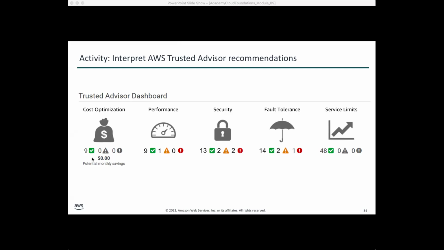Green would mean basically that everything is okay. And others are alerts. Some are must-do things. You can see red here. The cost optimization, you can see here, right? Everything is okay for cost optimization in this case, but for others, there are a few things we need to review to help improve security, performance, and fault tolerance here. In service limits also we don't have any.